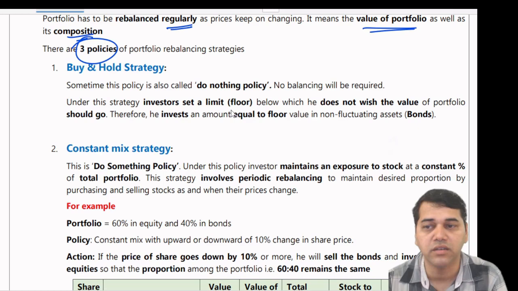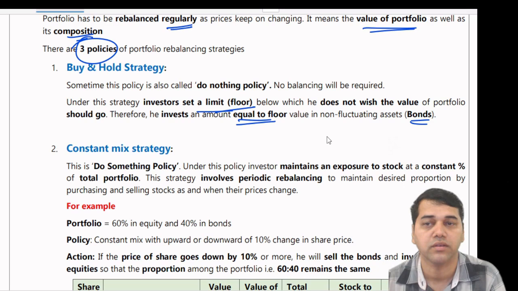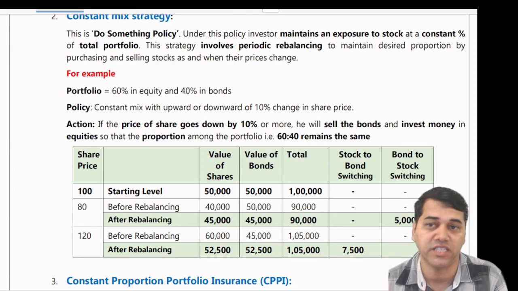Investors set a limit called a floor, and do not wish the value to go below this, and invest an amount equal to the floor in the fluctuating bonds. There is some formula, we'll see. That means I keep a certain level below this. If it comes, then I will shift. Otherwise, I'll just hold that. The second is the constant mix strategy. This is a do something policy.